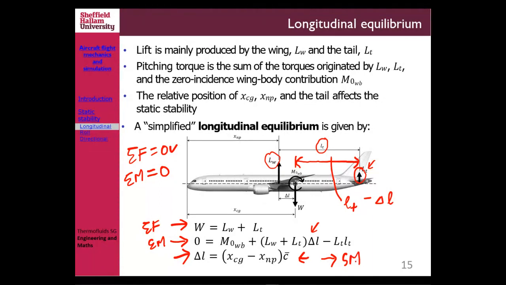Remember that? So I hope you understand why. So there is what we call a simplified longitudinal equilibrium. I hope you understand all the notations there and why they are there, because we simply try to make the sum of forces and the sum of moments equal to 0 in the steady state condition.